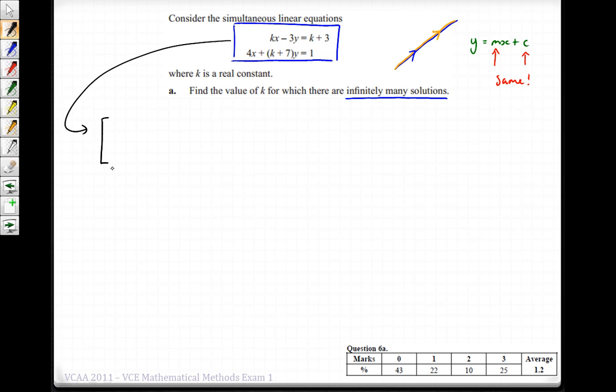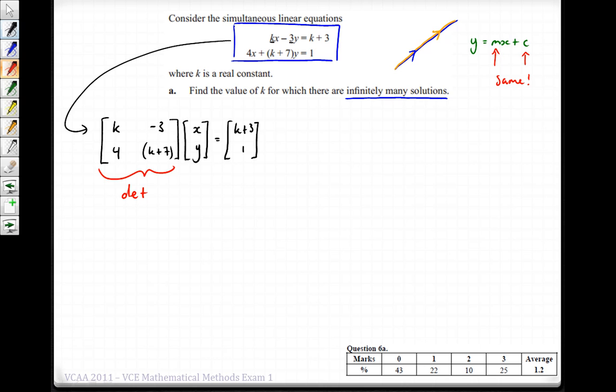So the coefficient matrix is k for the first x here, minus 3 for the y, 4, and k plus 7, x and y, and we know that they're equal to k plus 3 and 1. Alright, so the next thing we can do is use the determinant of this matrix here. So we're going to calculate the determinant of this.